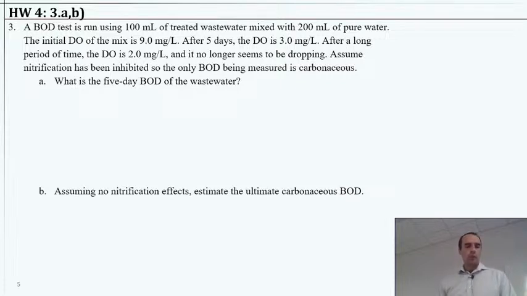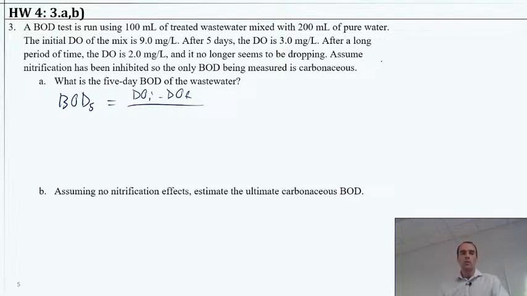Okay, well, the first problem, what is a 5-day BOD? That's pretty simple. We don't need to do anything fancy here. We'll just recognize that we have our BOD5 measurement. That's going to be the DO initial minus DO final divided by our dilution ratio, P, that's 100 over 300. Because it's mixed with 200, that means 100 plus 200 is the 300.